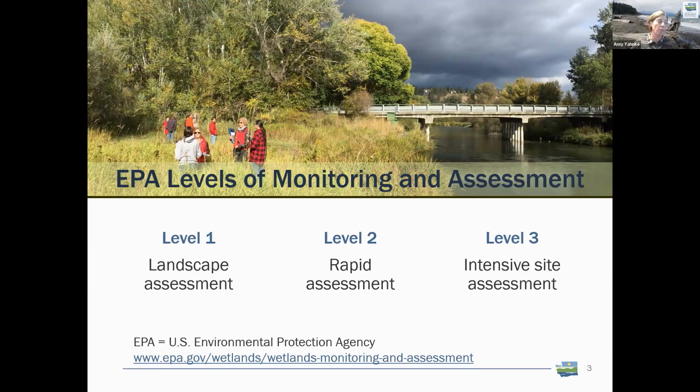The wetland rating system was developed out of a need for a more rapid version of a level 3 assessment called the Washington Functional Assessment Method that Ecology developed in the late 90s and early 2000s. So data from that Washington Functional Assessment Method were used to calibrate the rating system.